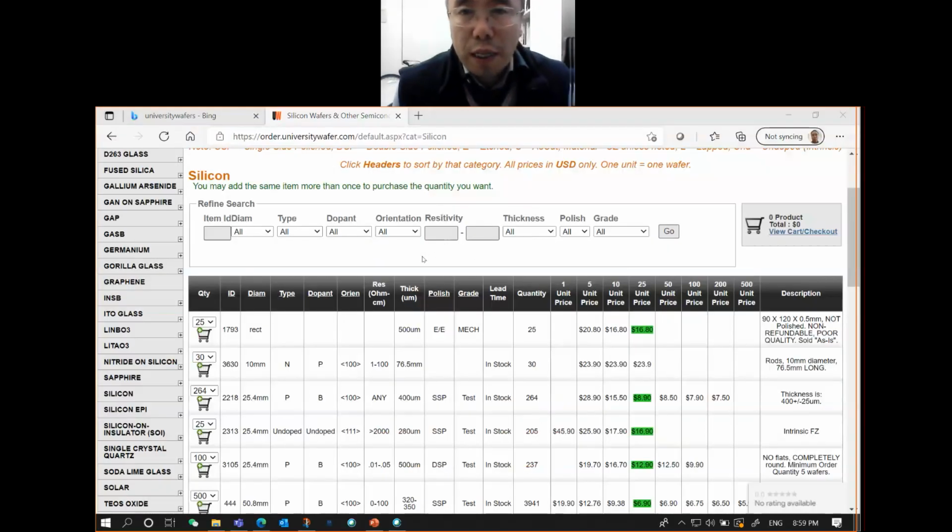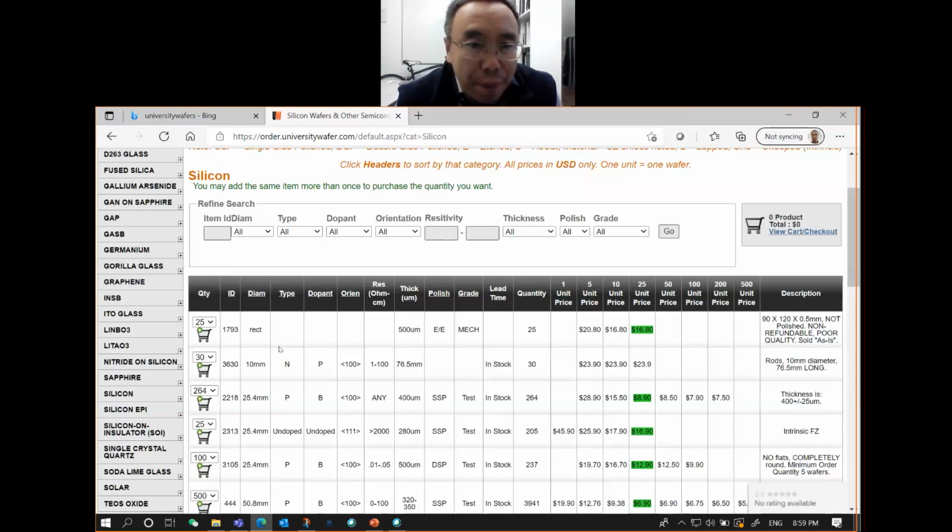Now, about buying silicon wafers. Normally, a cheap place to buy silicon wafers is a place called University Wafers. For the wafer, we first care about the diameter. This is 1 inch, which is 25.4 millimeters, so this is 2 inch, 50.8 millimeters. We also have 3 inch, 4 inch, 6 inch, 8 inch, and 12 inch.